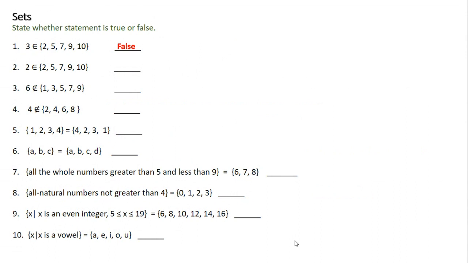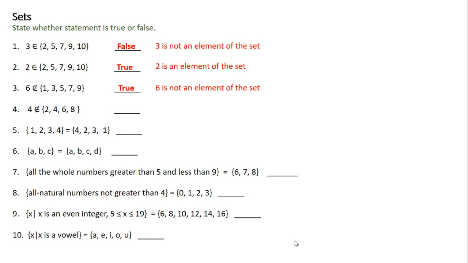2 is on that set, so this is a true statement, right? So 2 is an element in the set. All right. 3. The way we read that is 6 is not an element of {1, 3, 5, 7, 9}. And that would be true, right? 6 is not in that set, so that is a true statement.